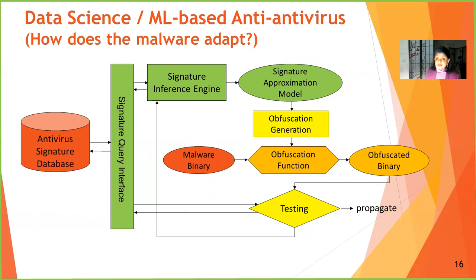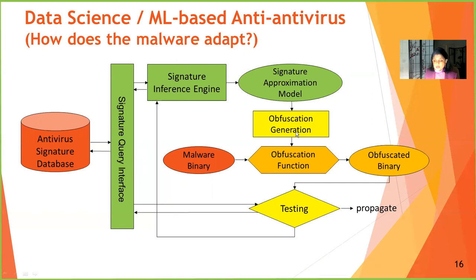So the adversary is also employing machine learning. And we did some very interesting work on how the adversary is changing patterns. So this is our antivirus database, right? We can use Symantec, whatever product, and it has our antivirus signatures. All the signatures are here. And so there is a signature query interface, right?